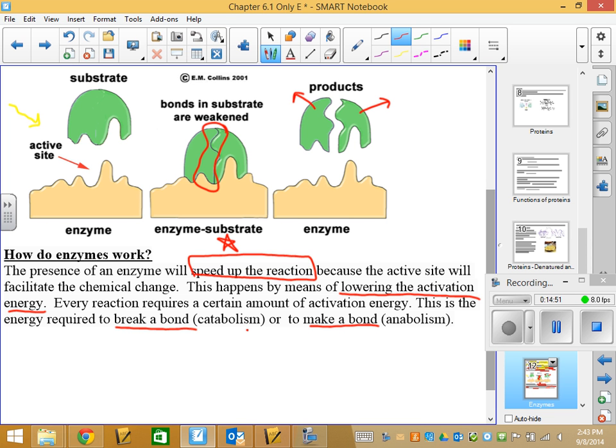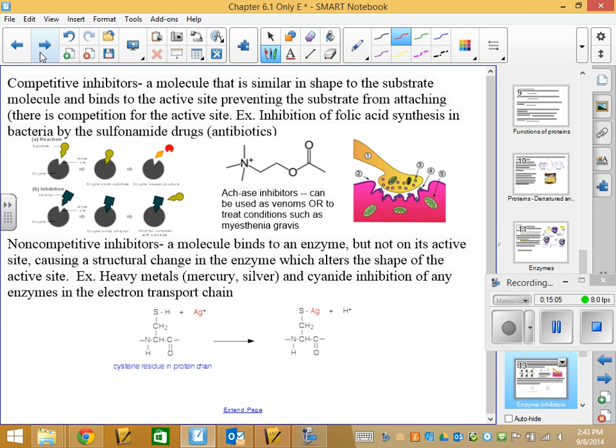So the thing we'll talk about the most are things that block enzymes. And then we'll go through a short list of other things that could affect the way an enzyme functions. Looks good over there. So we're going to talk about two kinds of inhibitors, competitive and non-competitive.